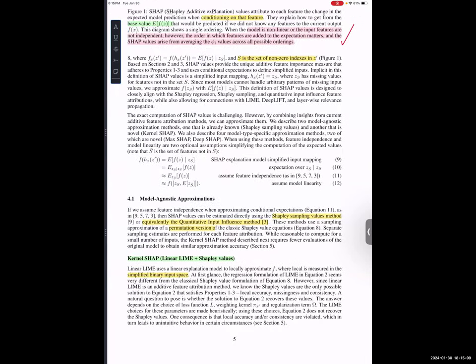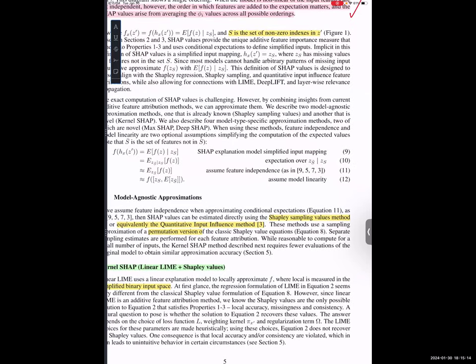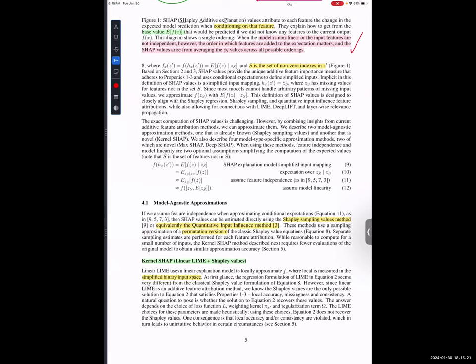Apparently they do this approximation assuming we have a simplified input. This is actually quite important. This is how they approximate. This is equation 4, 9, 10, 11, 12. It looks harmless, but they justify how this can be used to approximate the Shapley value in practice. So basically, this is the input feature in the original function for the prediction.